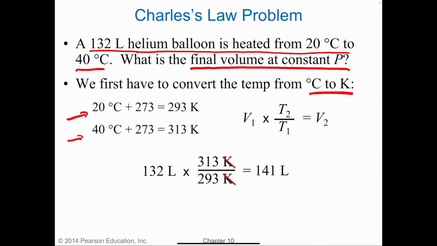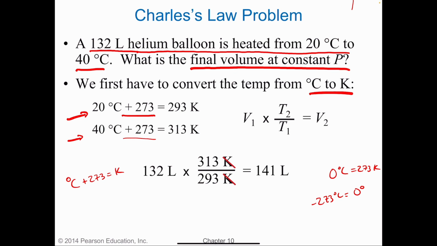How do we convert to Kelvin? We simply add 273. It's basically the degrees Celsius plus 273 equals Kelvin. The reason for that is 0 degrees Celsius equals 273 Kelvin, and negative 273 degrees Celsius equals 0 Kelvin. We actually don't write the degree symbol for Kelvin.